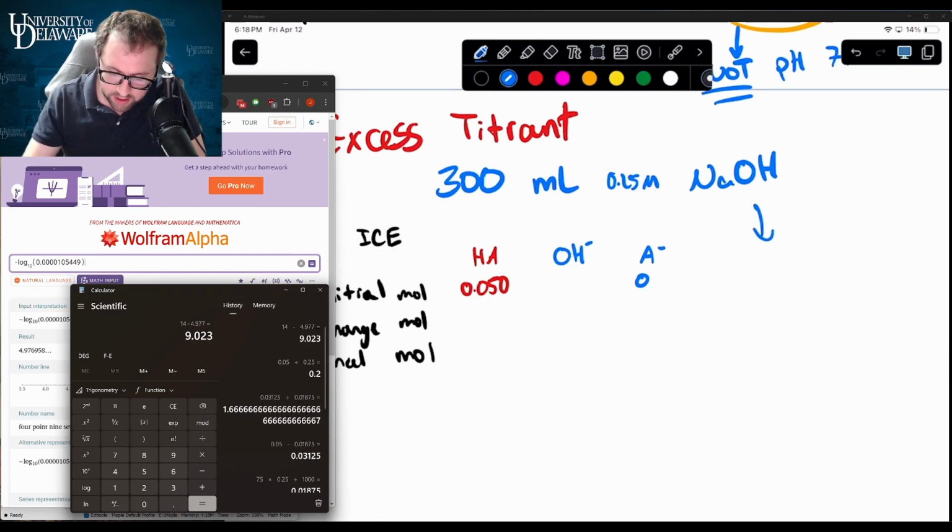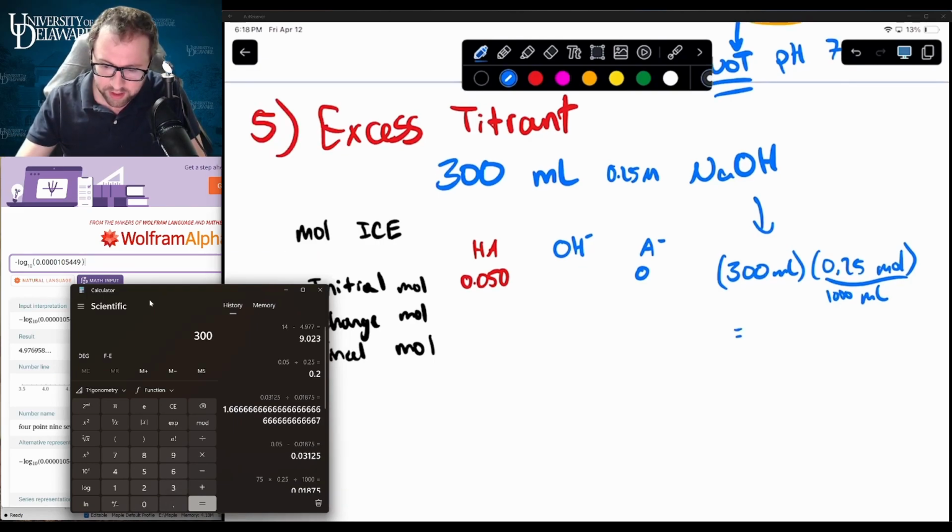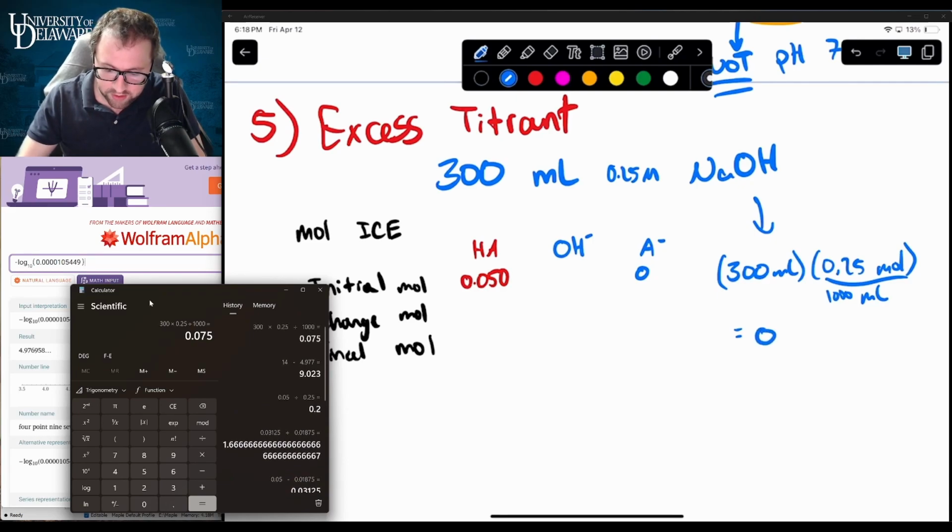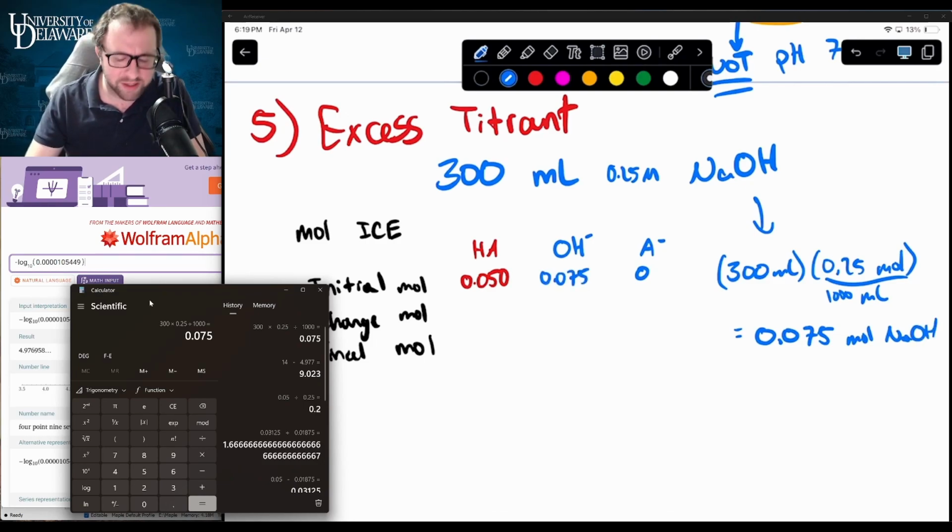So let's calculate that. We have 300 milliliters times 0.25 moles per 1,000 milliliters, so 300 times 0.25 divided by 1,000. That gives us 0.075 moles of NaOH. Now we want to be careful here just to make sure we don't gum things up. So we're going to use up all our weak acid.